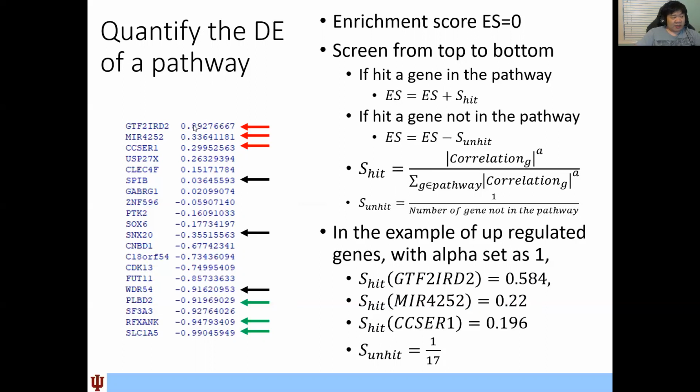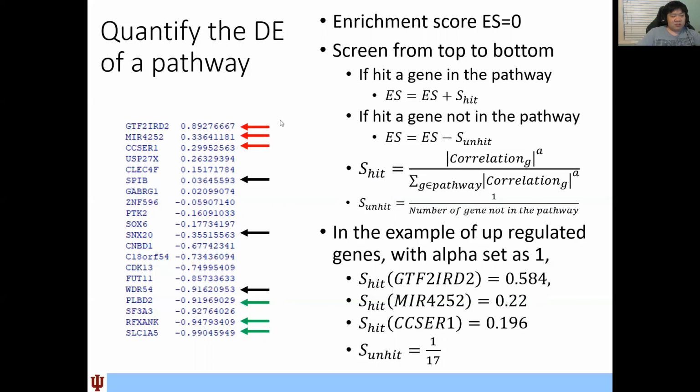When we run the GSEA, it scans through from the top to the bottom. First, the ES score will be added by 0.584, then hit the second one, continue to add 0.22, and then add 0.196, and then they will reach 1, and then all the rest are unhit. Unhit is defined by 1 divided by the number of genes not in the pathway. So by this definition, the sum of S hit is 1, and the sum of S unhit is 1.